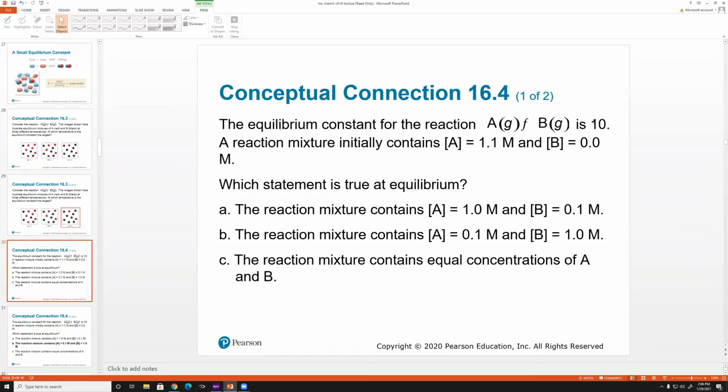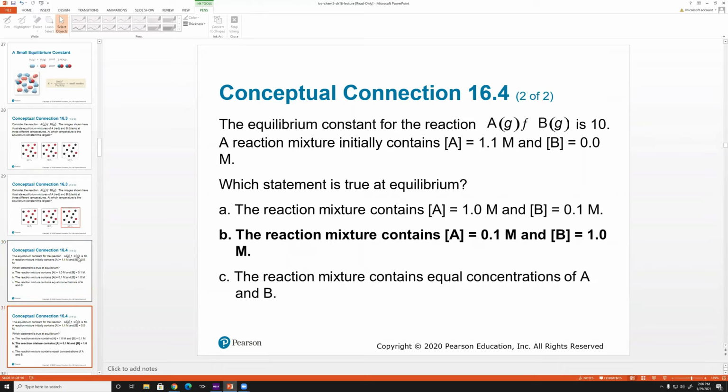Since it's 10, it tells us that our products are at a much higher concentration than the reactants. So we can say that the reaction mixture containing 1 and 0.1 is not true at equilibrium. We want a lot more of the products. So it contains 0.1 and 1. That's most likely to be true, and that's the answer, because we have a high favorability of the forward reaction since the equilibrium constant is much larger than 1. So our products will be in higher concentration than our reactants.